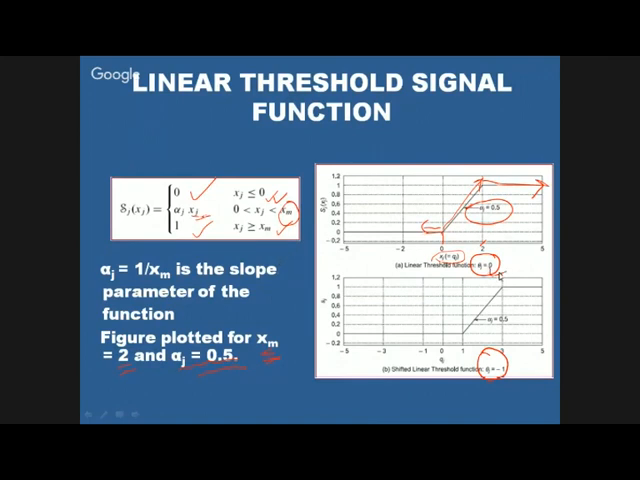If theta j is equal to 0, it will start from 0. And if theta j is equal to minus 1, then definitely we will get the 0 value up to 1. That means if it is less than 1, then we will get 0. And from 1 to 3, because xm is equal to 2, that means 3 minus 1 is 2, we will get the linear function, and after that, if it is greater than 3, then we will get the 1 value.